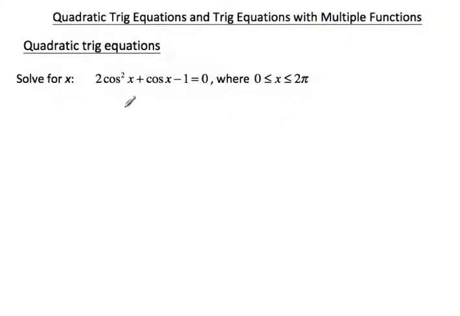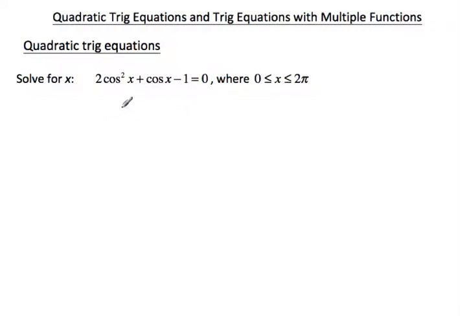We're asked to solve for x, given 2 cos squared x plus cos x minus 1 is equal to 0, where 0 is less than or equal to x is less than or equal to 2 pi. So that tells us that we're working in radians. Now first, let's think about what this is asking us. It's asking us to find the angles, x, that when we put them as input into our function are going to give us a true statement. In other words, when we evaluate the left-hand side, we'll get 0 as we get on the right-hand side.